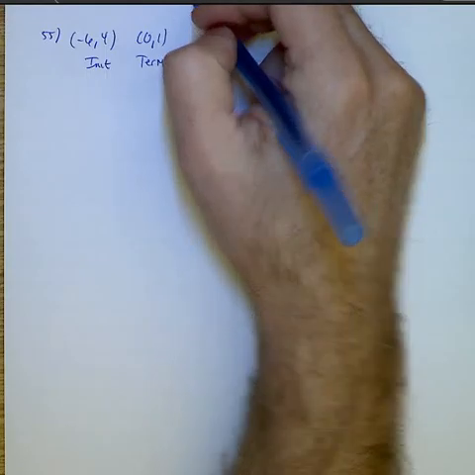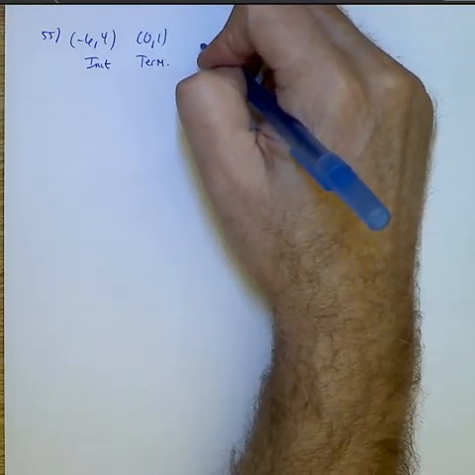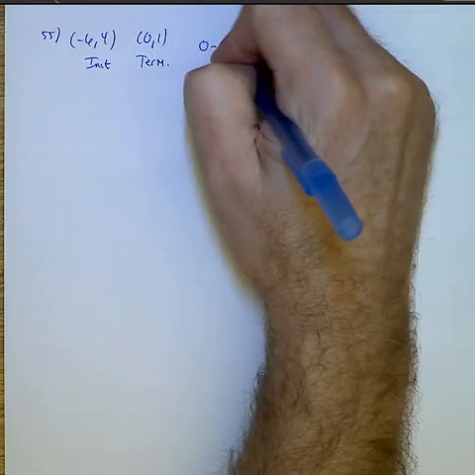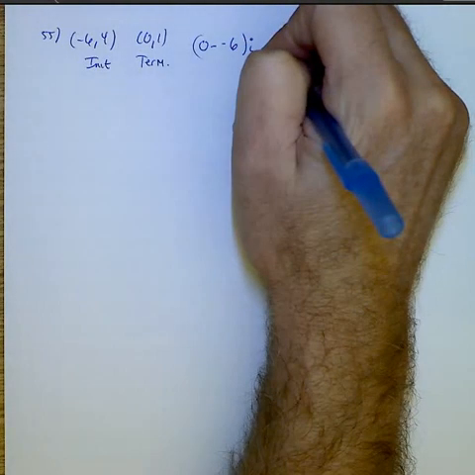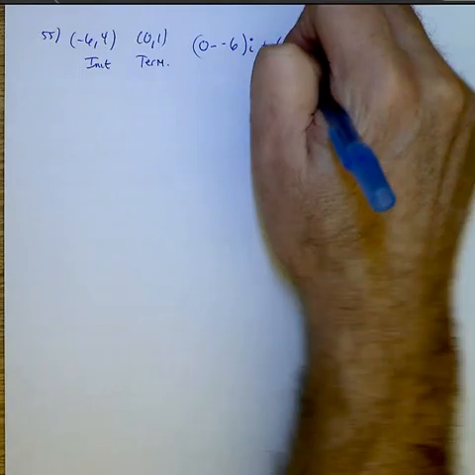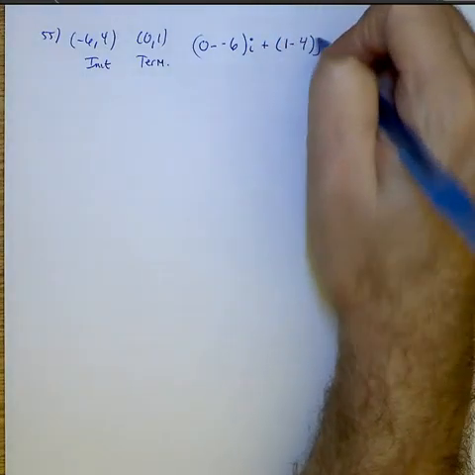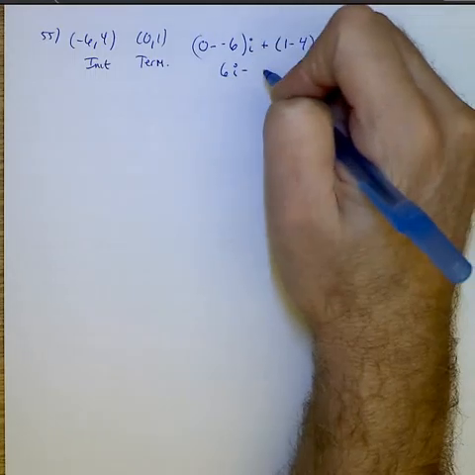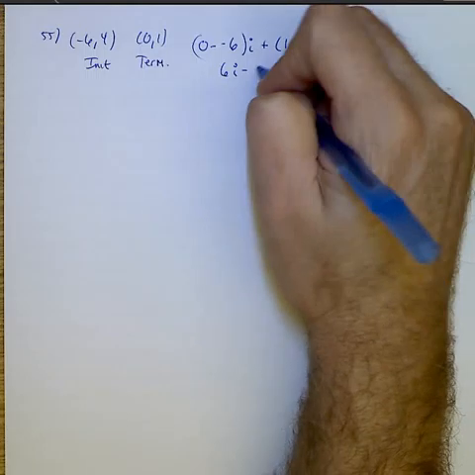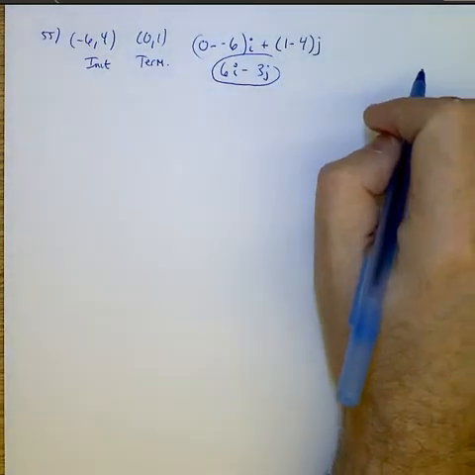The way we'll do that is we'll do our terminating x minus our initial x, and that's our i direction. And then we'll do our y terminating minus our y initial, and that's our j direction. And so you end up with 6i minus 3j. Okay, so that's how you would create a linear combination out of that.